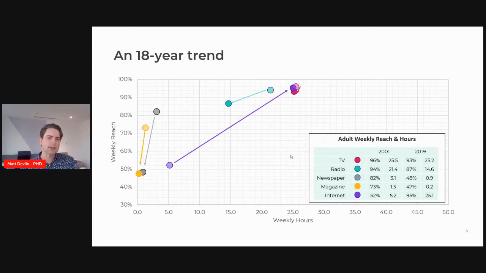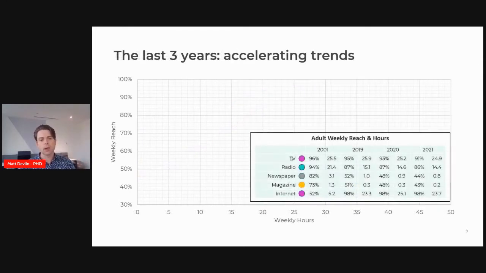What I'm going to show you next is the next 3 years and how trends have evolved at an increasing pace. So what you see is TV, which was really quite stable, continues to be big. At least 90% of the population is watching at least a little bit of television in a week. But there's been more declines in the last 3 years than in the previous 18. And you can see that kind of COVID drop, where there's a bigger space between those two dots.